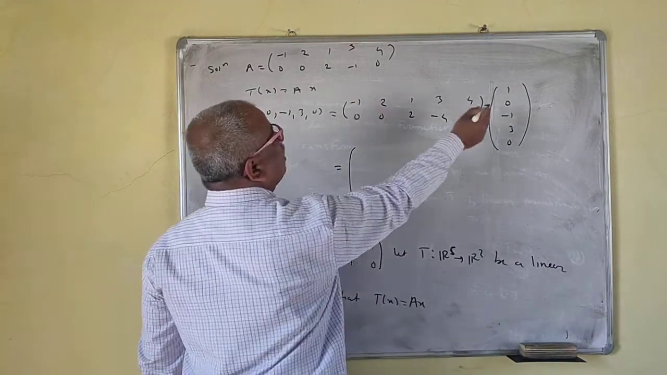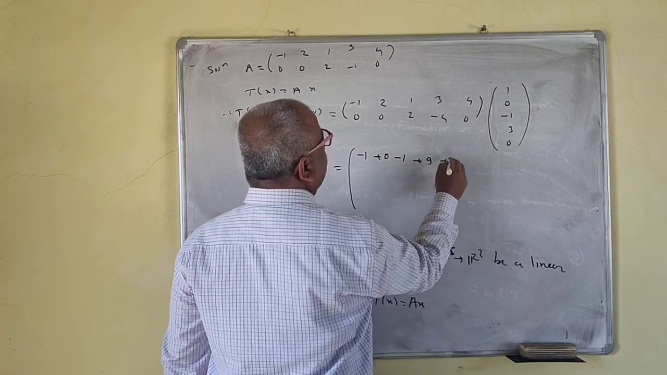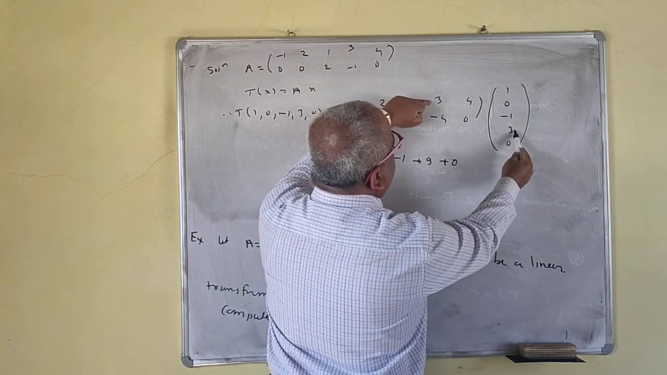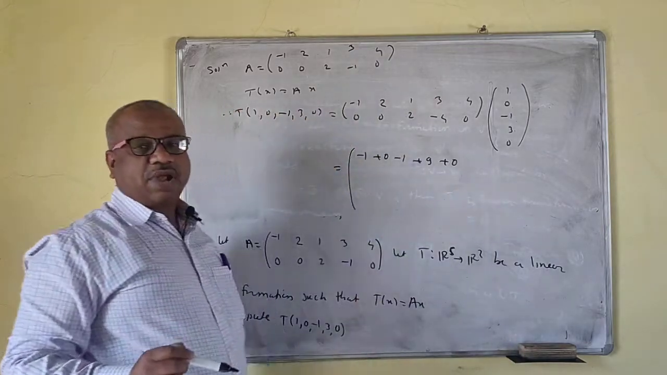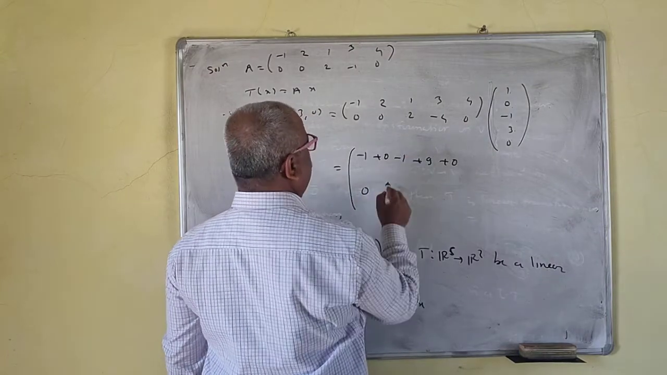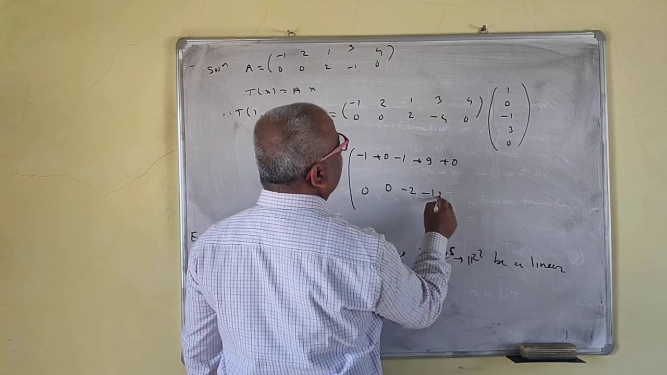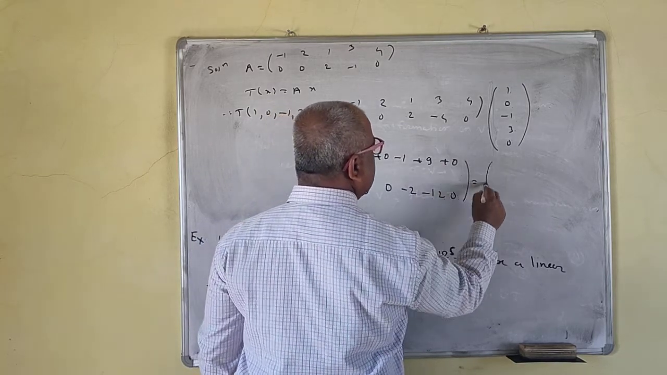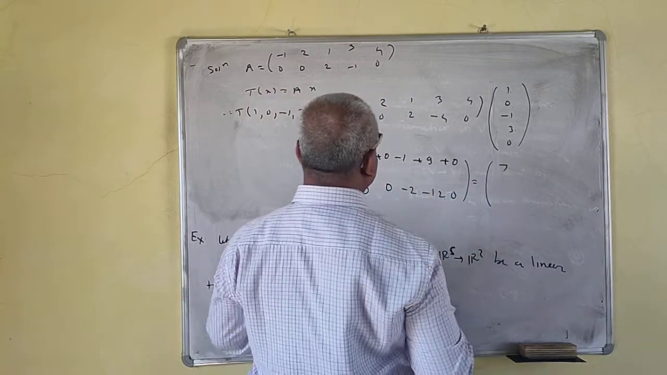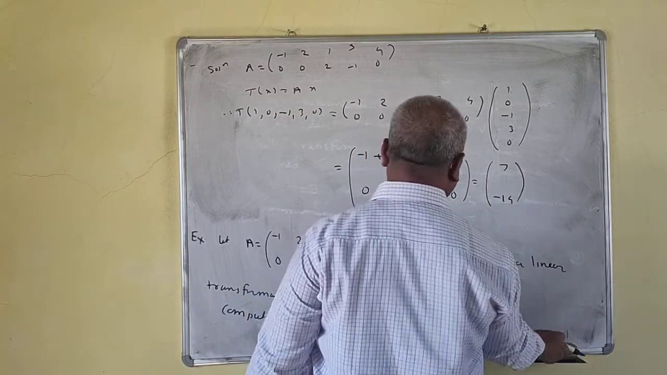Minus 1 into 1 is minus 1, plus 0, minus 1, plus 9, plus 0. You have to multiply this, this, this, and add along with the sign. Next, 0 into 1 is 0, 0, then minus 2, minus 2, minus 12, then 0. Then you have to do the addition. This is 7, this is minus 14.